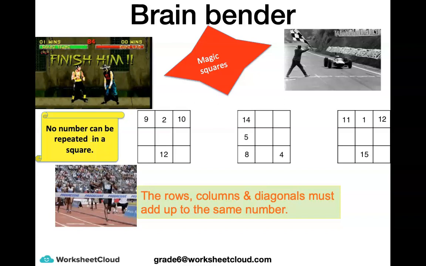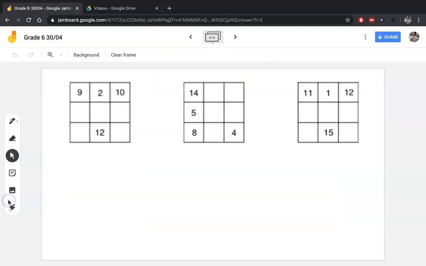Okay, your magic squares are in front of you. No number can be repeated in a square. Your rows, columns, and diagonals must add up to the same number. I'd like you to tell me which is the magic number for each square. So I know these lessons are pre-recorded, but I actually haven't worked out the answers for this, so I'm going to see if I can do it live.